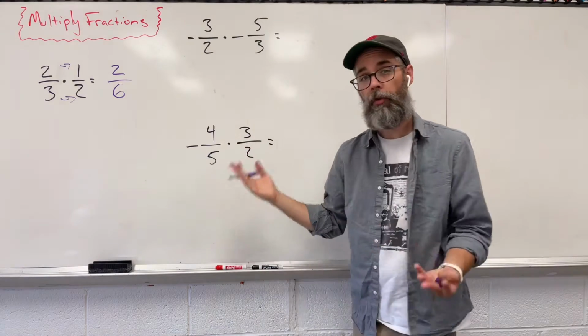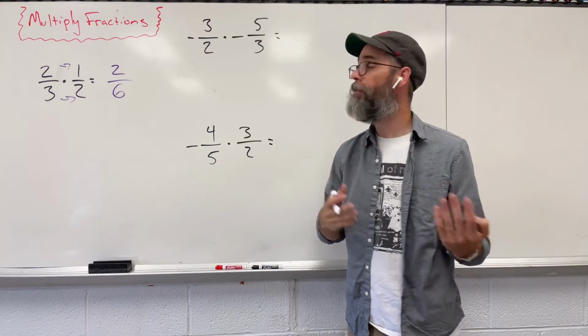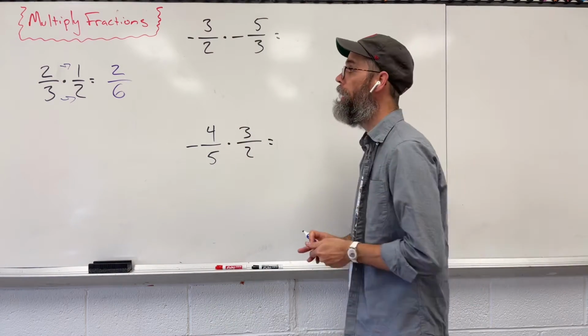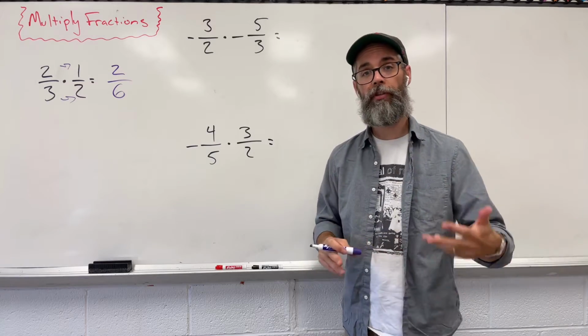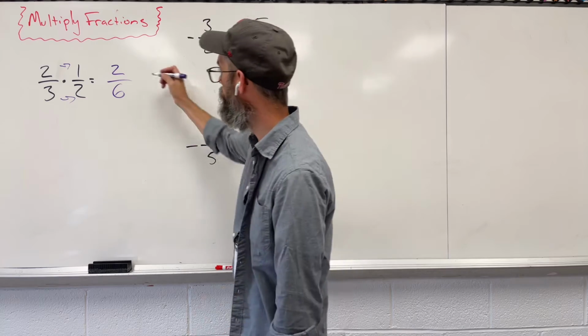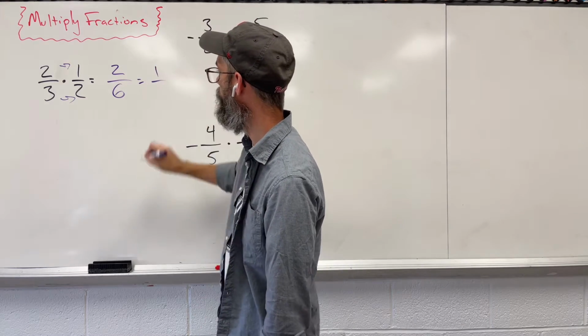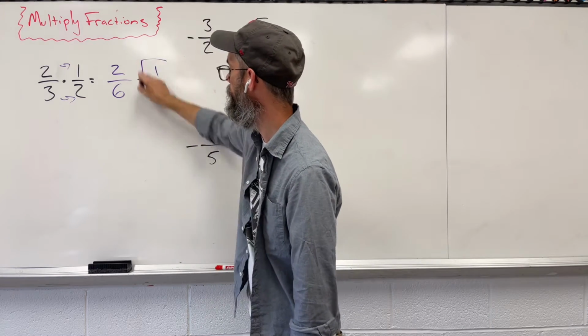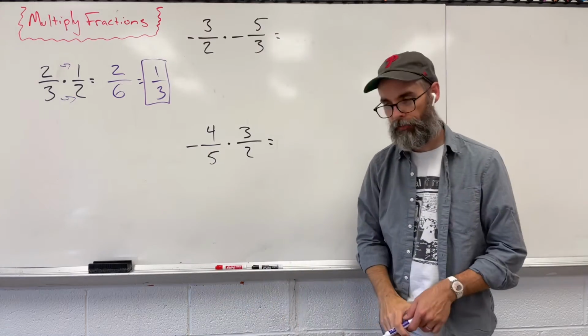That's practically it. We're just about done, with the exception that we have to simplify if possible. In this case, 2 and 6 both share a number 2. So let's cut each one down by 2. Divide both by 2. 2 divided by 2 is 1. 6 divided by 2 is 3. We now have our simplified answer.